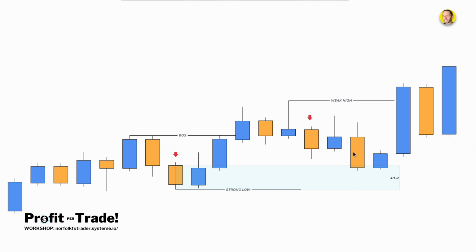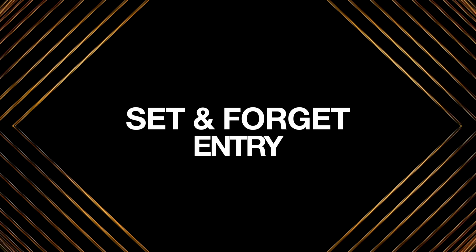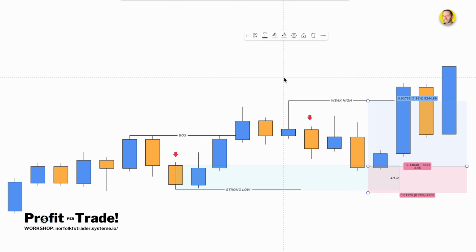And we look for price to pull back into that demand zone where we look for entries out. And we can basically look to enter at the demand zone. This is what we class as a set and forget entry. And we look to target the previous high.